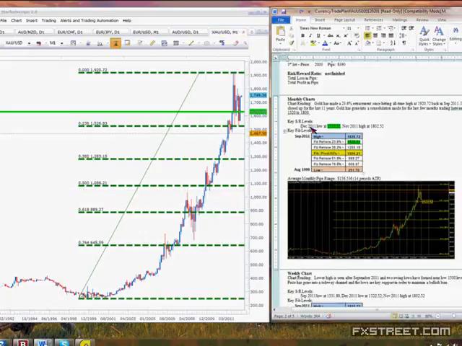Okay, support resistance levels, December low at 1522. Beautiful, Charles. I like it. I like it because 1522.